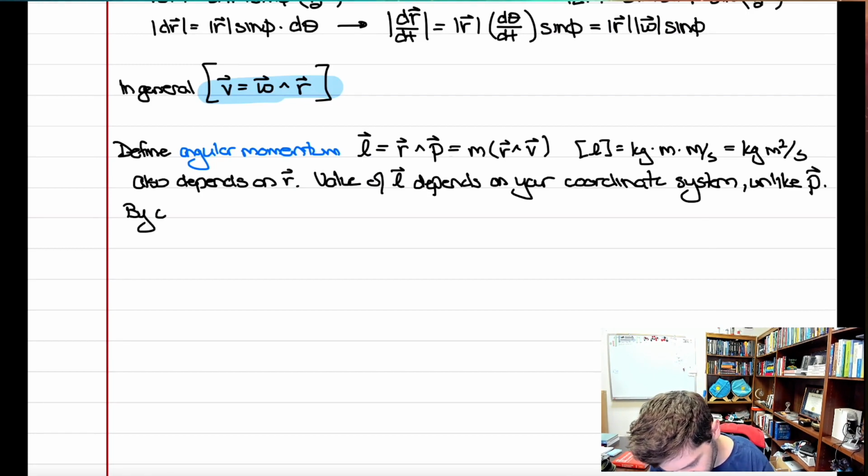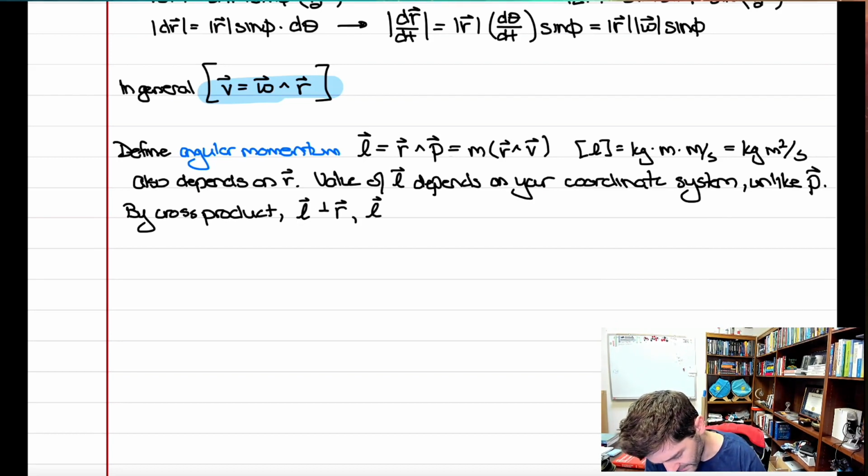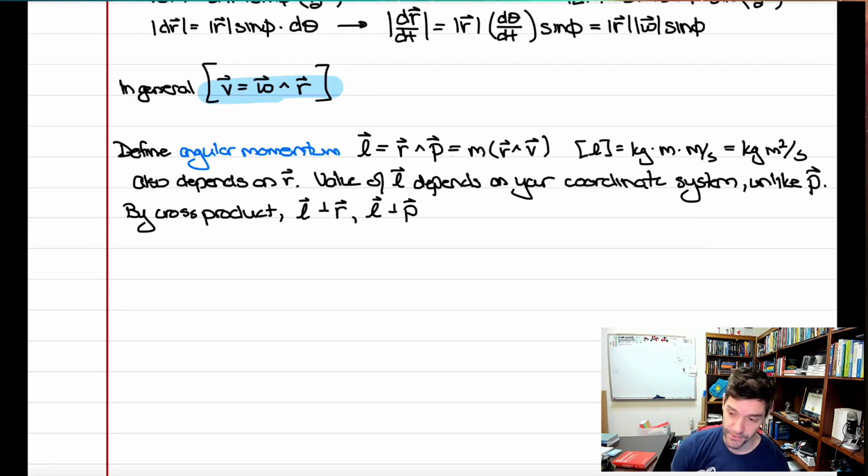Also, by the nature of the cross product, this angular momentum vector is perpendicular to the position at a given point. The angular momentum vector is also perpendicular to the velocity, or the momentum more generally, at a given point. Now, why this definition will become more clear in the next couple of videos, where when you are thinking about rotational motion, this definition does end up creating something that is very analogous to regular momentum.